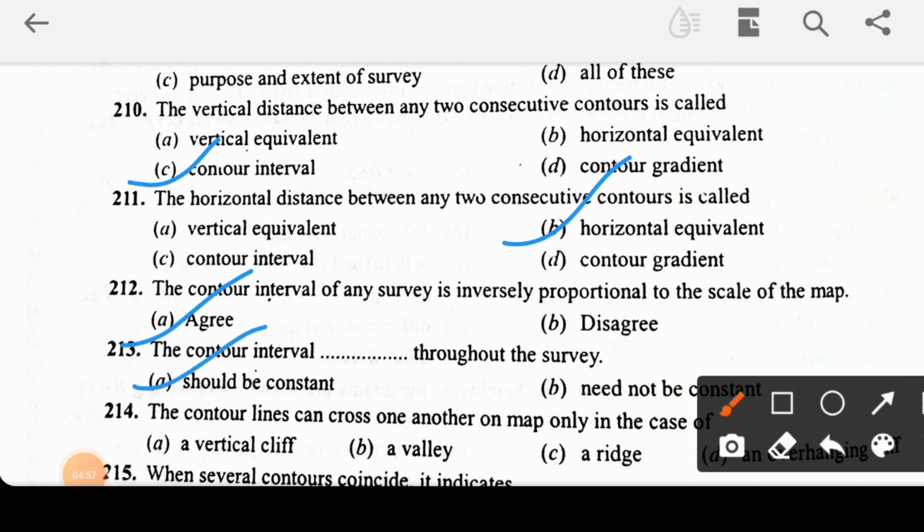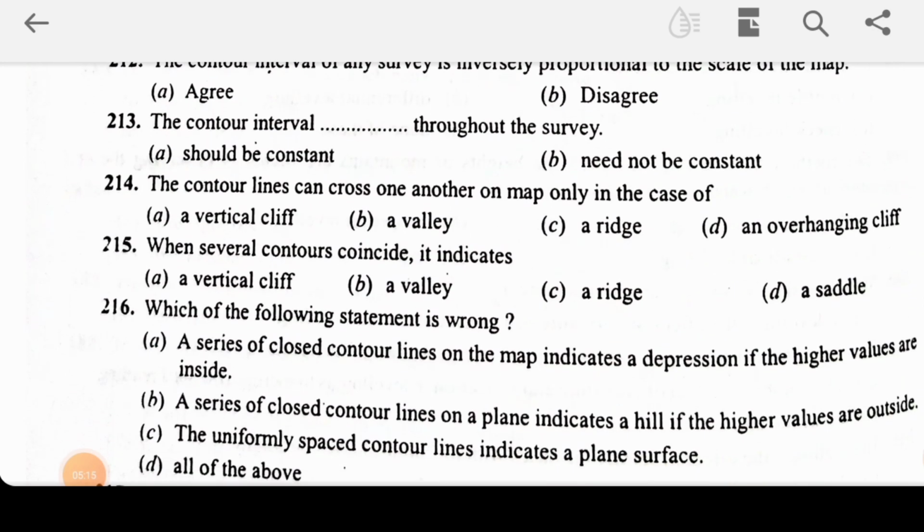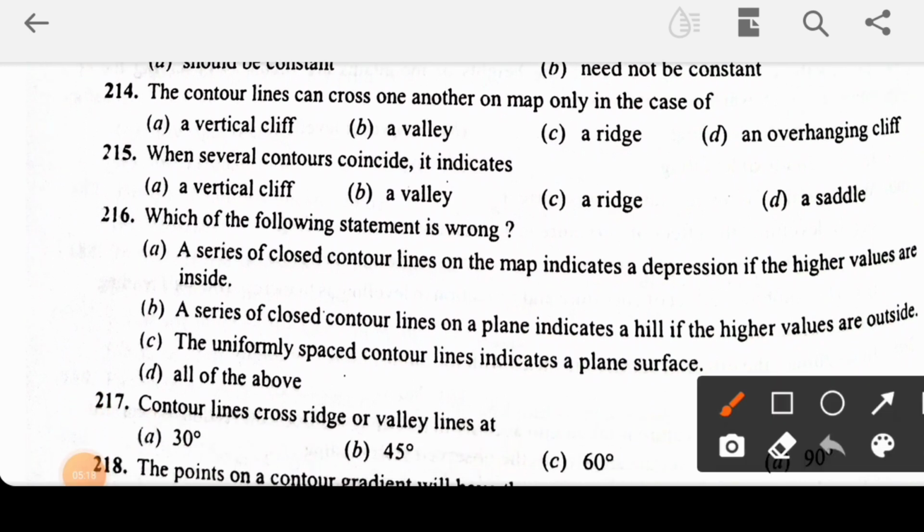The contour lines can cross one another on a map only in the case of an overhanging cliff. Correct answer D. An overhanging cliff. When several contours coincide, it indicates a vertical cliff.